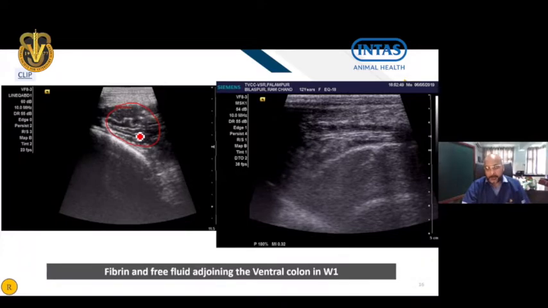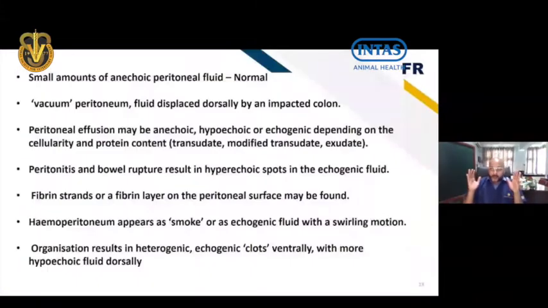Now all horses have a small amount of peritoneal fluid, always remember that. That is very, very normal. Normally, with the weight, the fluid is on the ventral side. But when there is a vacuum peritoneum, when it is an acute abdomen with a lot of gas, then some of the fluid comes up on the dorsal side also, by the impacted colon. So always look for certain things.